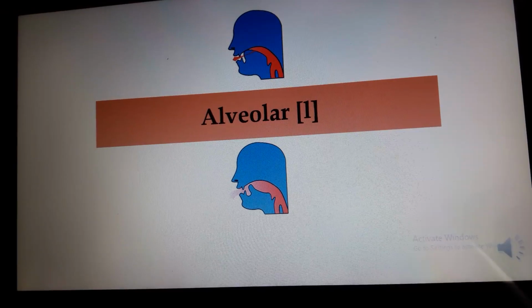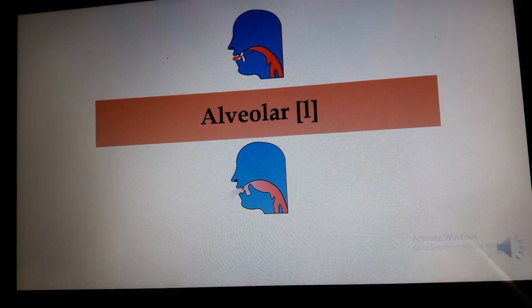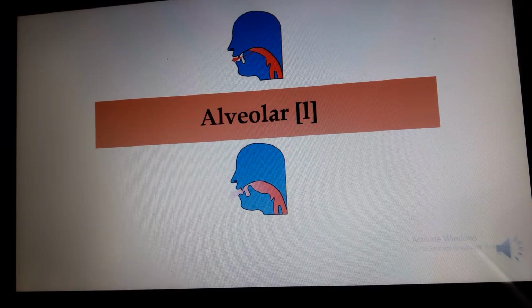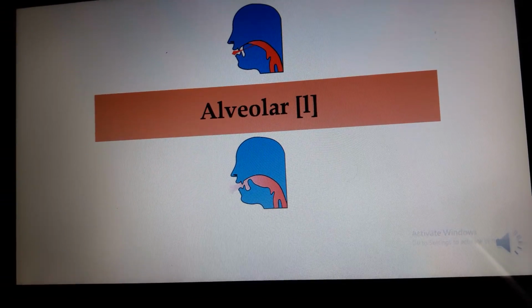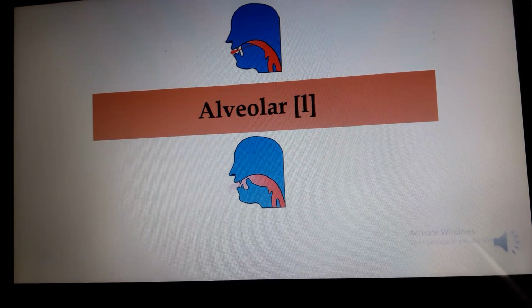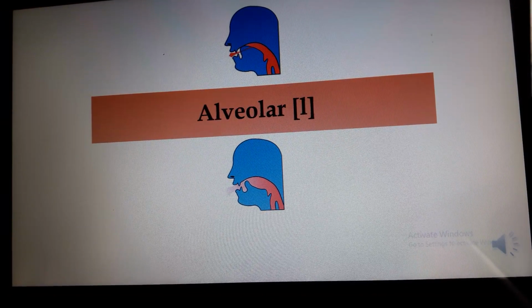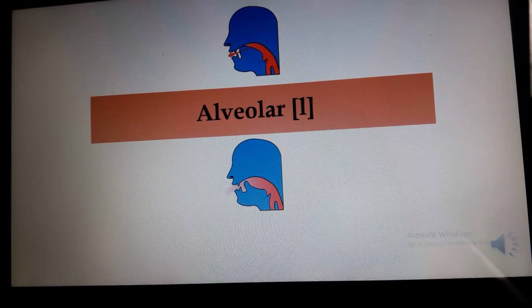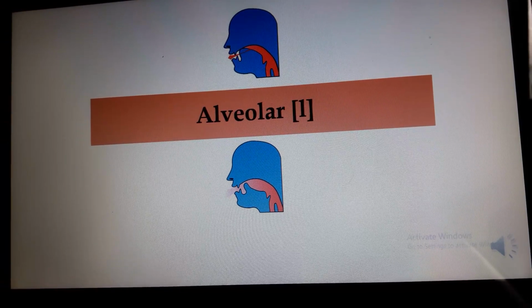Okay, in this class we still talk about classification of consonants. As you can see in picture 1, it is alveolar with the consonant L. The tip of the tongue is in firm contact with the alveolar ridge, forming the complete obstruction. The active articulator is the tip of the tongue, and the passive articulator is the alveolar ridge.